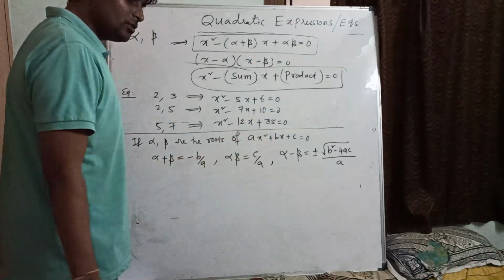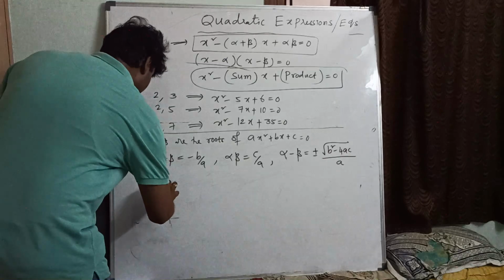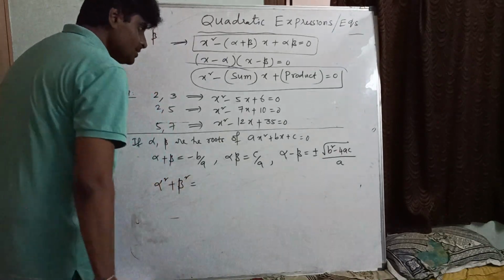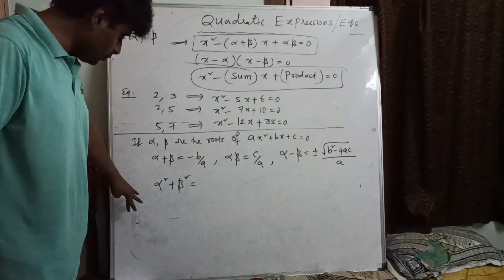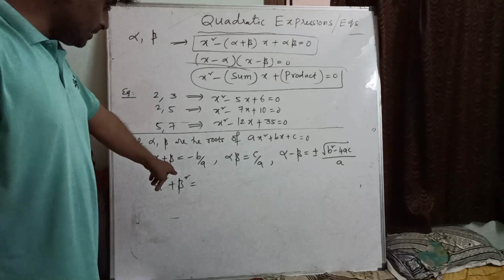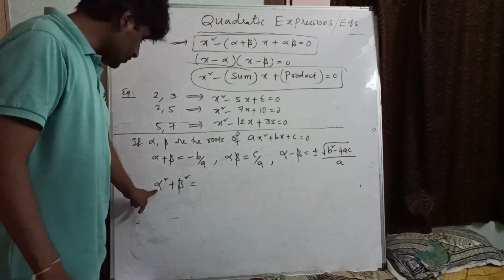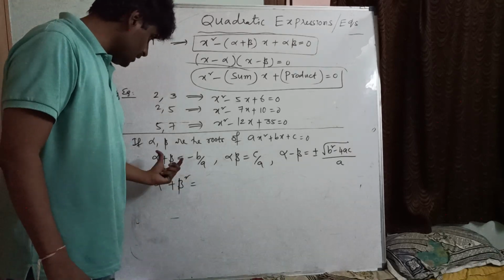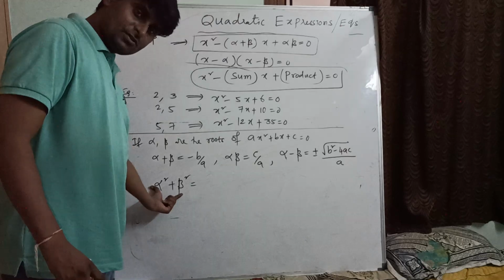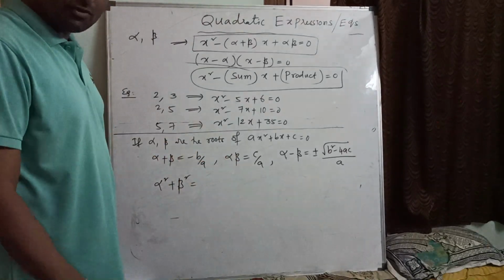Now, sometimes you'll be asked to find out alpha square plus beta square, means sum of squares of roots. It is like a square plus b square. How can I write a square plus b square in terms of a plus b and ab? A plus b whole square minus 2ab.